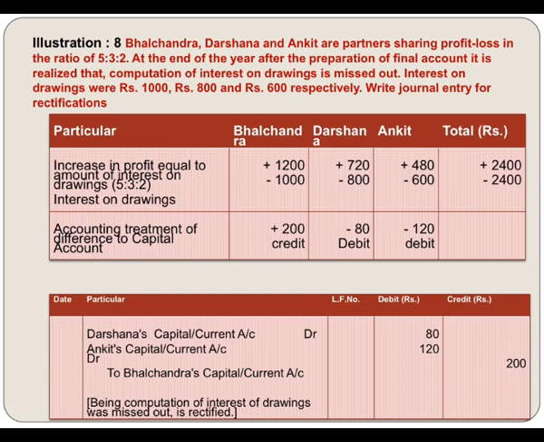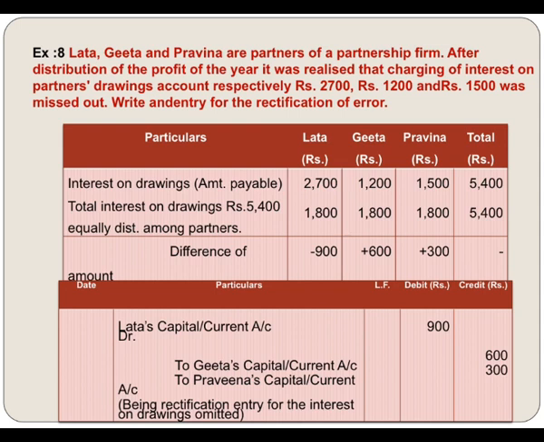Okay, now next question, it is a similar one. Again there are three partners, Lata, Geeta and Praveena. After distribution of profit of the year, it was realized that charging of interest on partners' drawing account, respectively 2700, 1200 and 1500, was missed out. A similar question. So total amount of drawing is 2700 plus 1200 plus 1500, so it is 5400. Here profit and loss ratio is not given, that means it is equal.